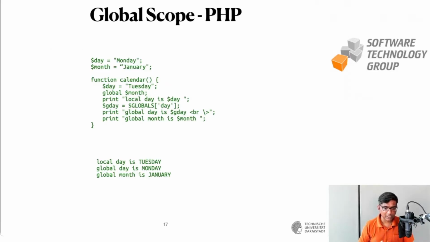To show how global scopes are handled with other languages, let's look at, for example, PHP. This is a program where two variables are defined globally, day and month, set to Monday and January. Then there is a function calendar, which reassigns the value of day to Tuesday. And then you use the keyword global to say that from this point on, the variable month inside this function calendar is going to refer to the global variable month. And then you have a couple of print statements.